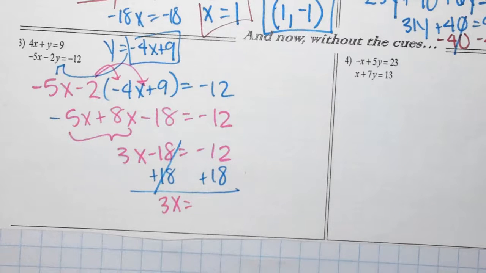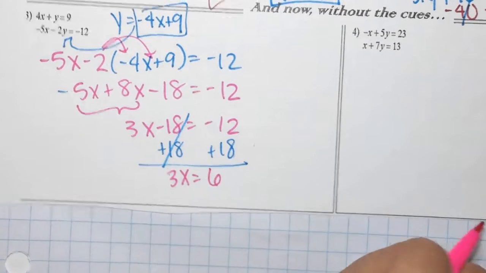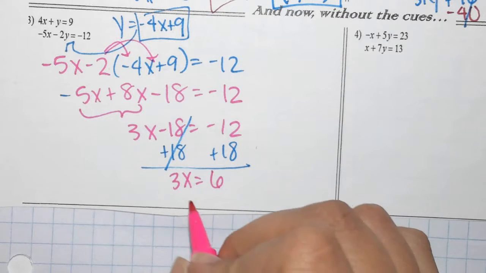Paris, why are you up? It looks like you're talking, not helping. So let's sit. So it's negative 12 plus 18. 6. So then what does X equal? 2.